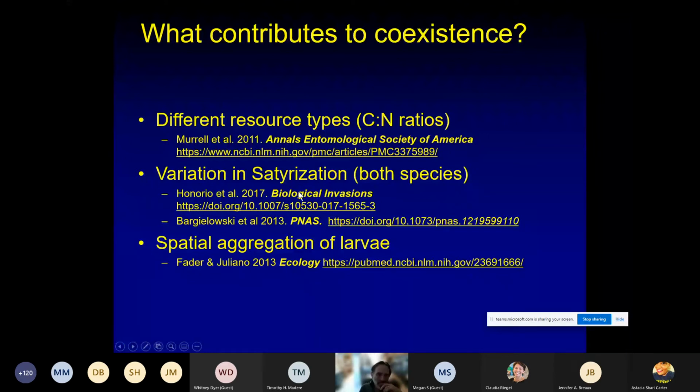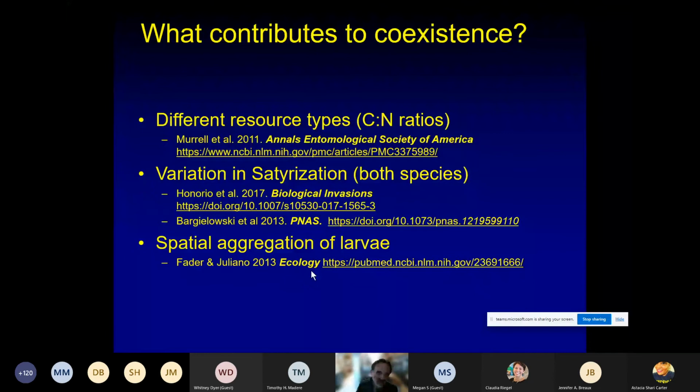Phil and his colleagues have found variation in satyrization, where some populations of aegypti are resistant to being satyrized, and some populations of albopictus are ineffective at satyrization. And another one that's been studied a bit is aggregation of larvae. If larvae of the two species are aggregated in containers, they tend to encounter conspecifics mostly, and that reduces the impact of interspecific competition. So that can produce or contribute to coexistence.